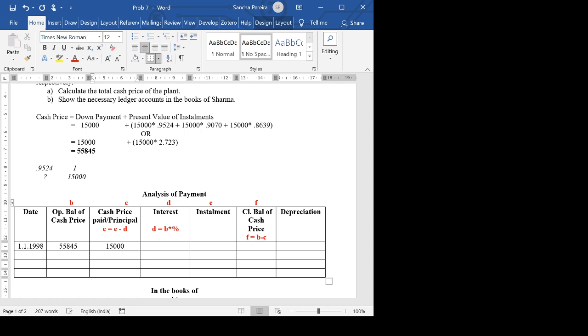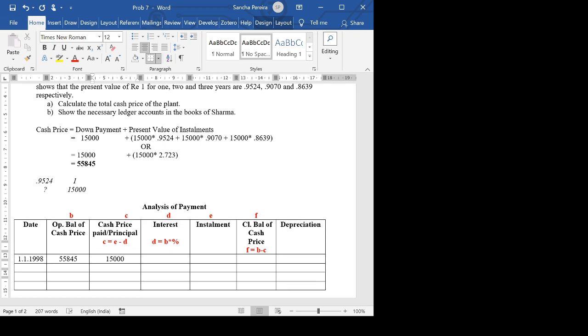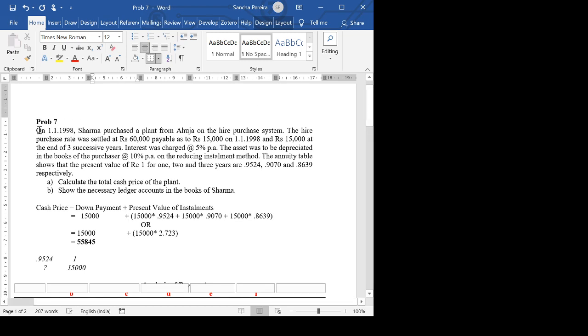Miss, what about that 60,000 which was given in the question? What should we use it for? They've said this is a higher purchase rate. We don't use 60,000 anywhere, right? Do we ever start anything with 60,000? What they're giving you is just a breakup of that 60,000.